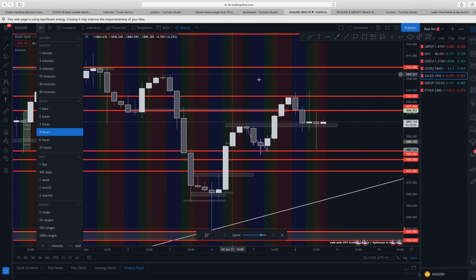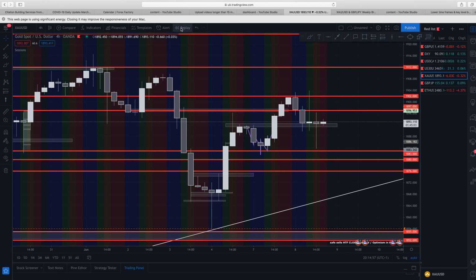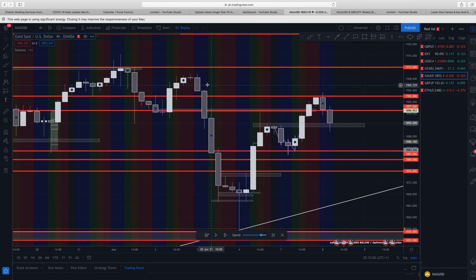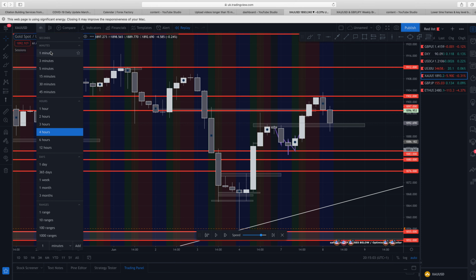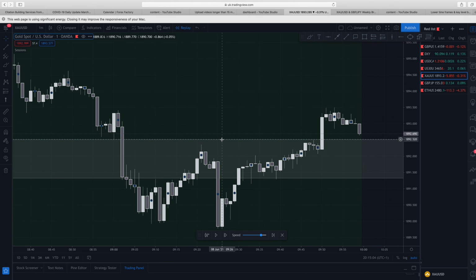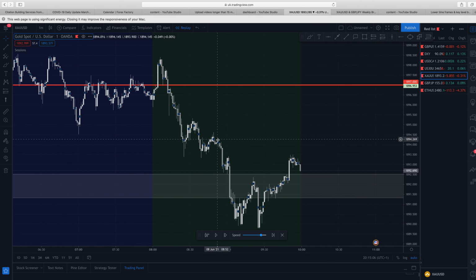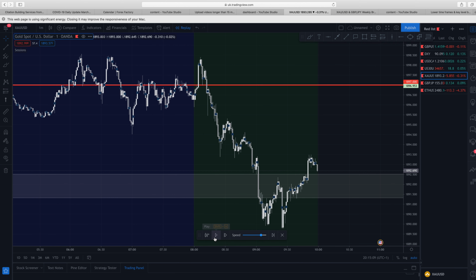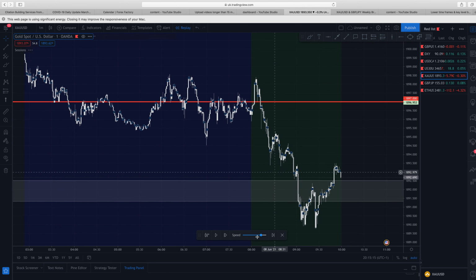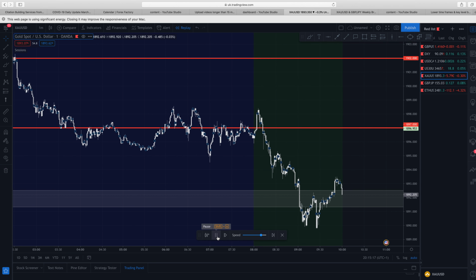So again, I'm just going to go back to the 1 minute here, and then we'll just break down price action and see where it was. See how this move ended up, this corrective phase ended up turning into a retest, basically.